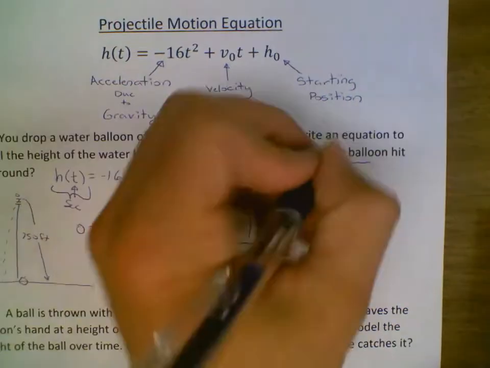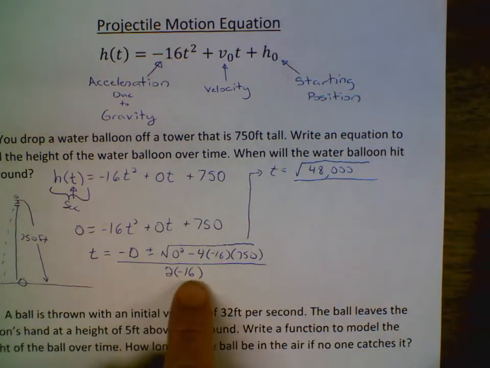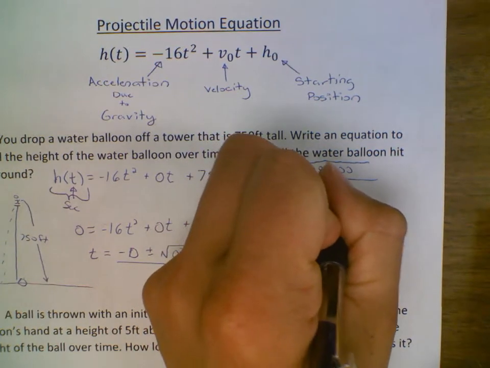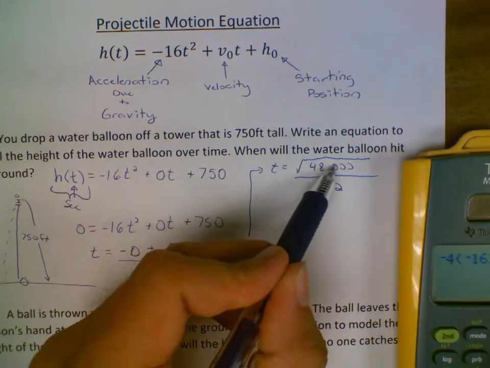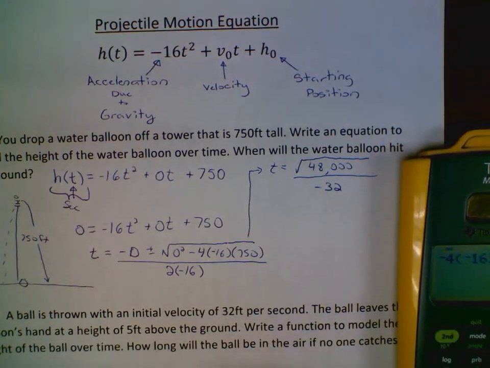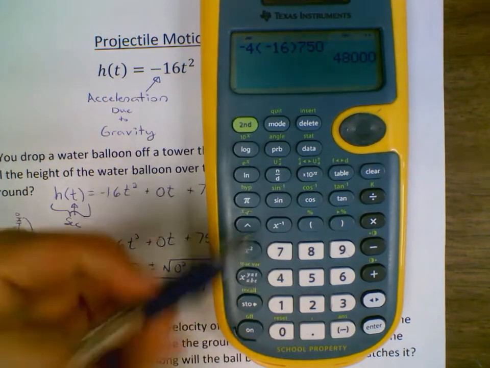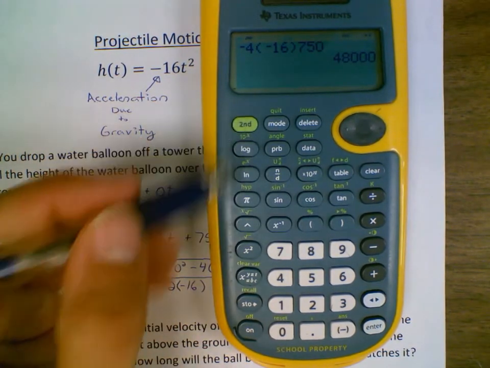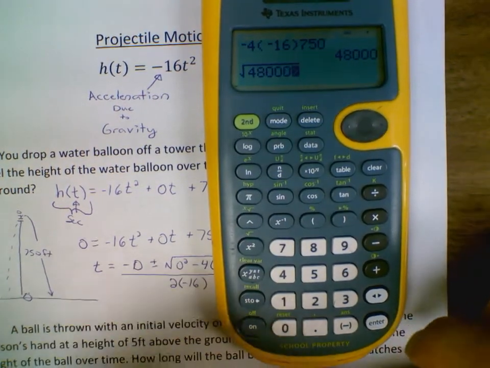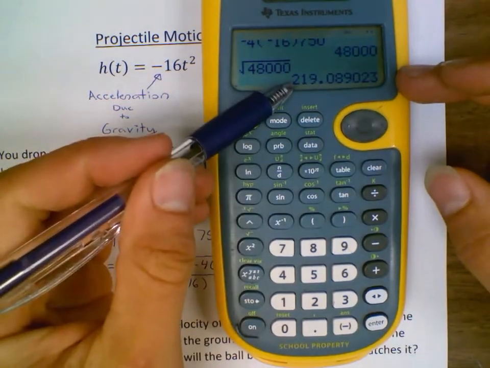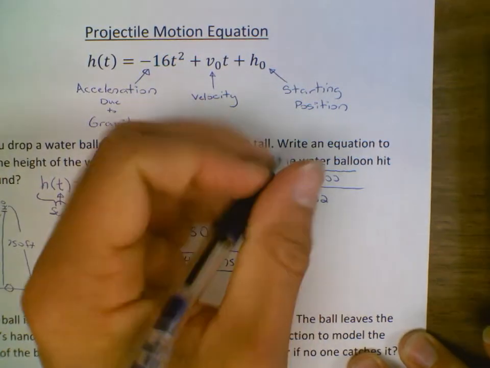Okay, so underneath the radical, I get 48,000, and then that's being divided by 2 times -16. Well, that's just -32. Then I need to take the square root of this number, right? I want the square root of 48,000, so I'm going to type second, and then you'll see where it says x squared on your calculator, right above it, there's the square root symbol. If you click second and then that button, it'll put a little square root here on your calculator, and you can just type in 48,000, hit enter, and it's 219.09.